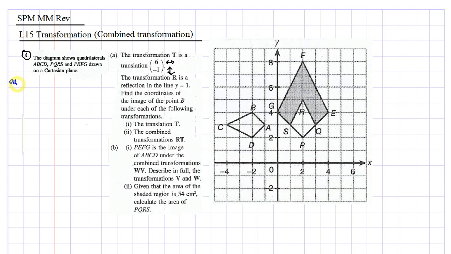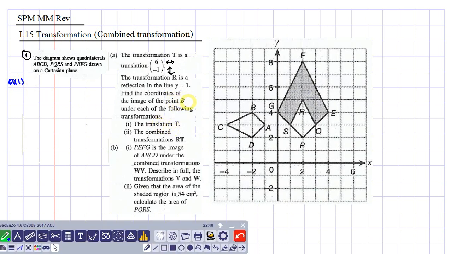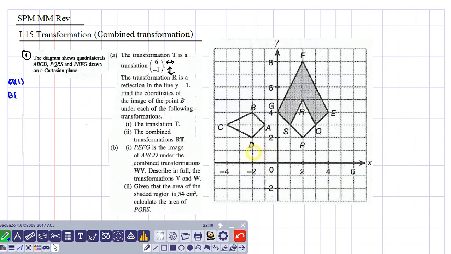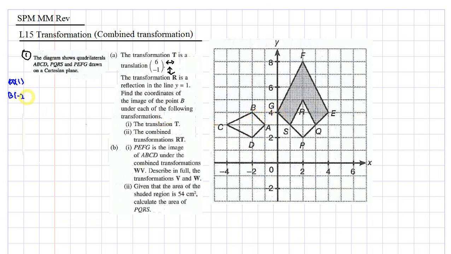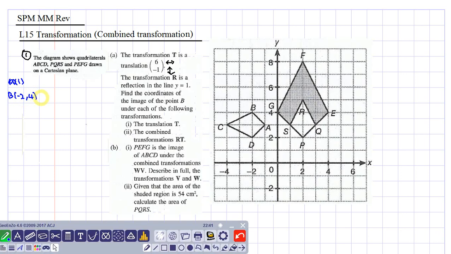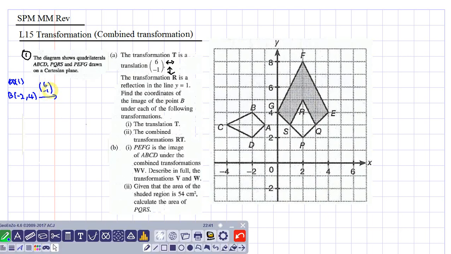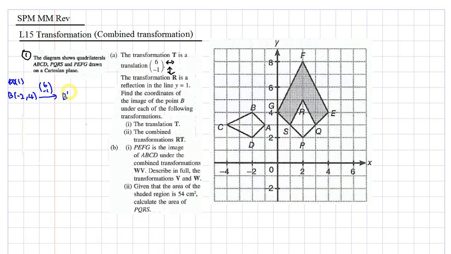This is part A1. So now we want to find the image of point B. What is the coordinate for B? I write the coordinate first. B is (-2, 4). After this translation (6, -1), we can write it like this, or you can just write a T here. Now it becomes the image B prime.